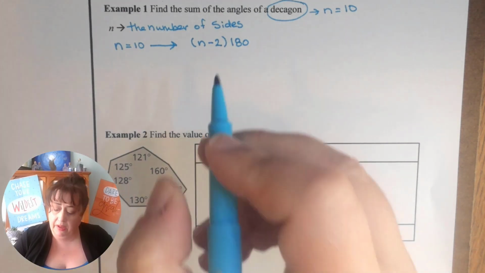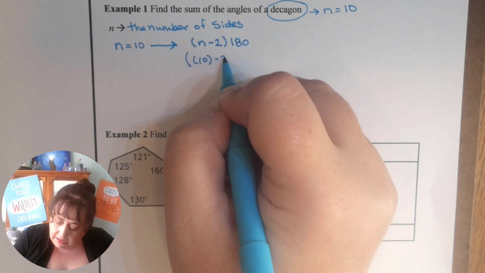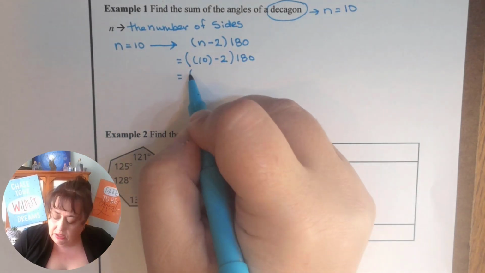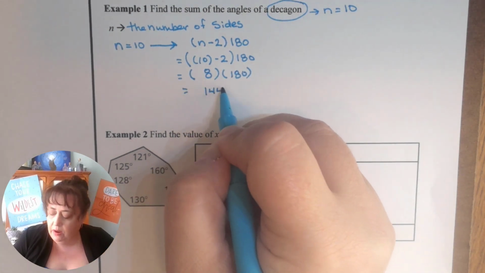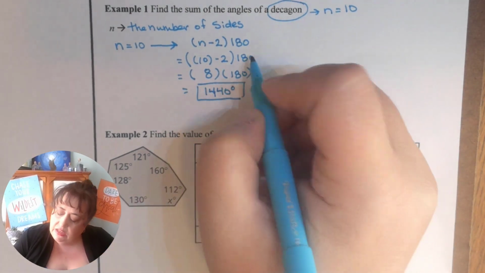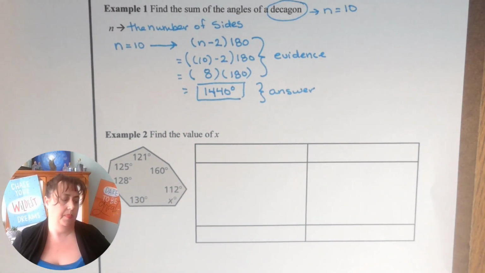So now we know a value of n. Make sure we put that in parentheses. So 10 minus 2 times 180. 10 minus 2 is 8. 8 times 180 is 1,440 degrees. This right here is our answer.